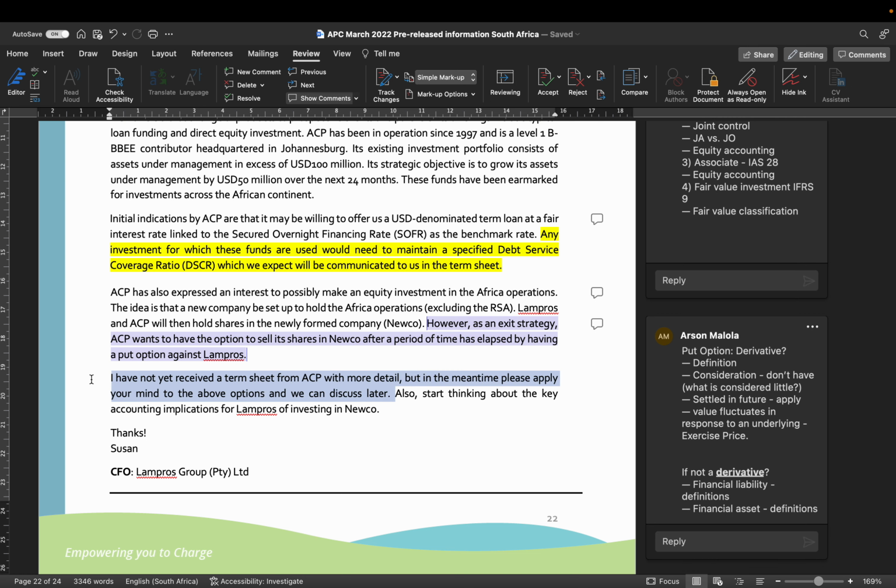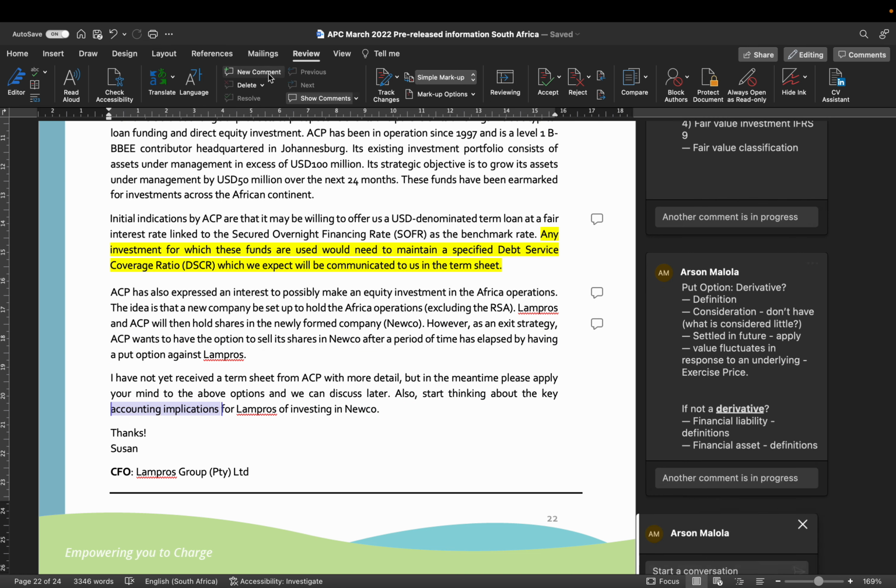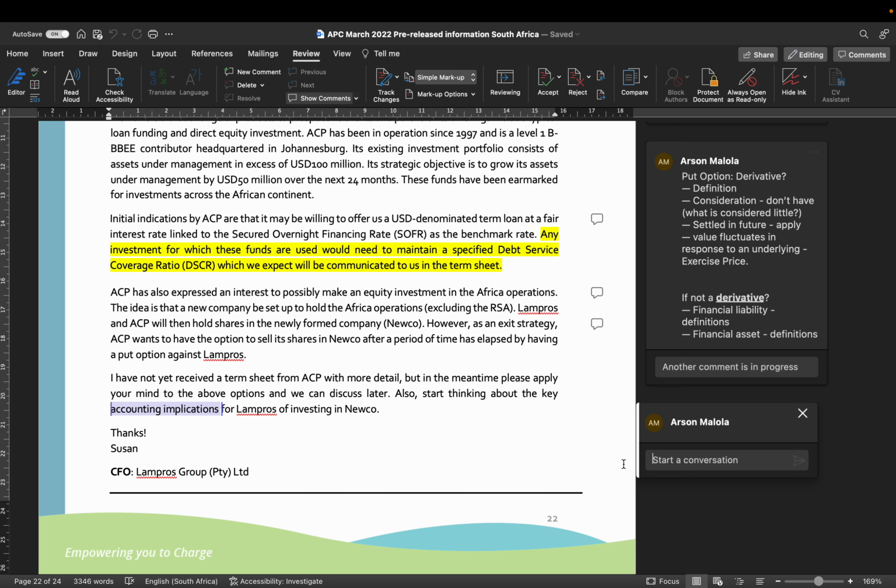So that's the management, accounting, and finance trigger. Also, start thinking about the key accounting implications for Limpros investing in Newco. Now, accounting implications is extremely broad, right? I just want to highlight that. If a trigger says accounting implications, this is extremely broad.